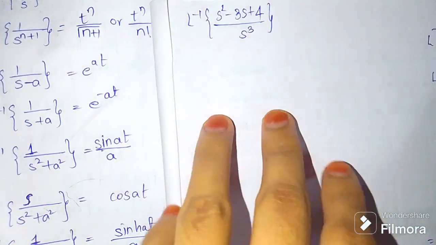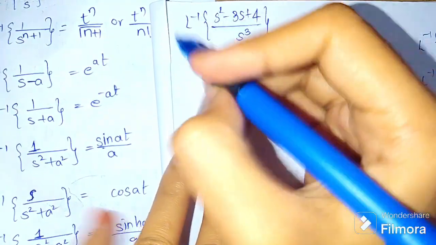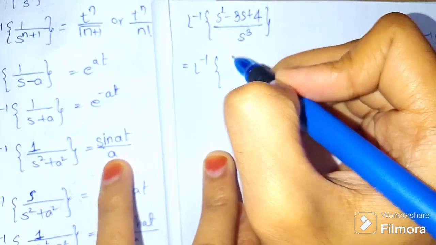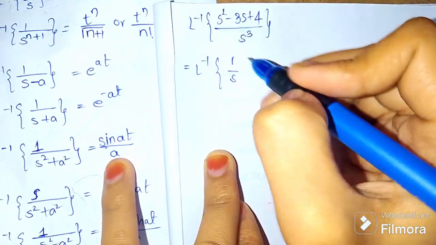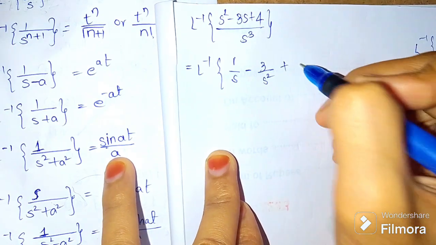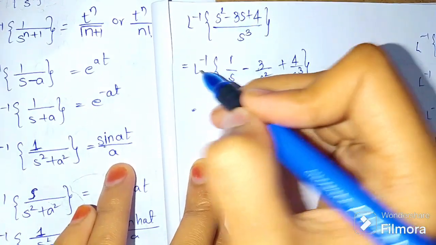So see this question. Do we have any property for division? No. We have only for plus or minus. So we will write it like this: s square by s cube, 1 by s minus 3 by s square plus 4 by s cube. Now I can apply the linear property. That's why we divide it like this.